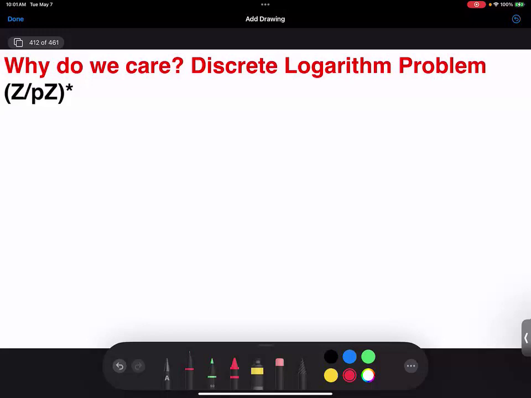Why do we care? Well, one is the discrete logarithm problem. So it turns out if P is prime, Z mod PZ star is a cyclic group. So this is a cyclic group if P is prime.